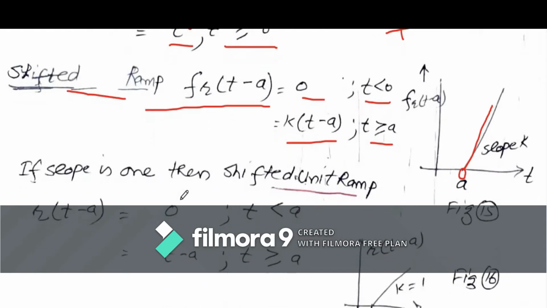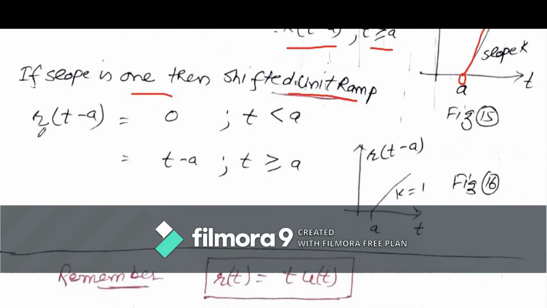If the value of this slope is 1, then it is called a shifted unit ramp, and it is written as R of t minus A, which is 0 for t less than A, and is t minus A for t greater than or equal to A, as shown in figure number 16. R of t minus A has a slope of 1, a ramp function starting from point A, not from the origin.